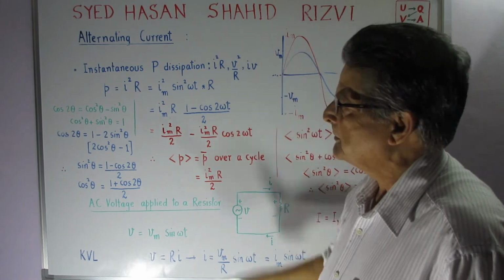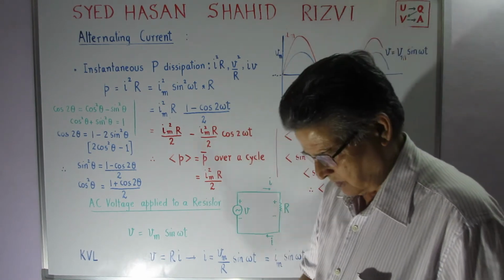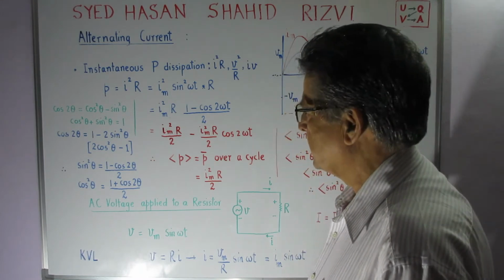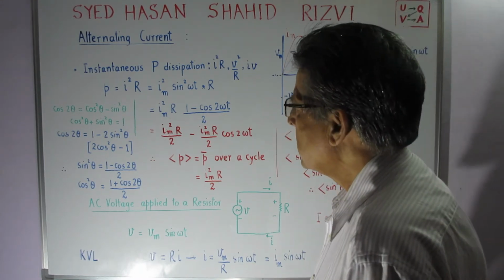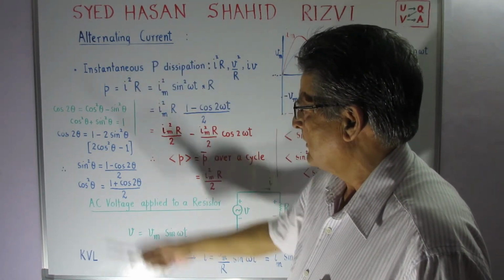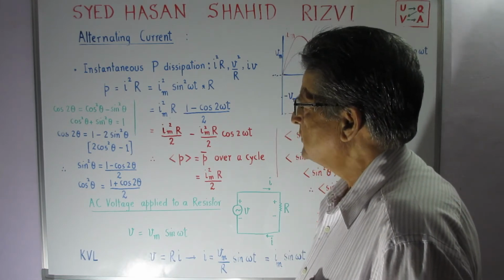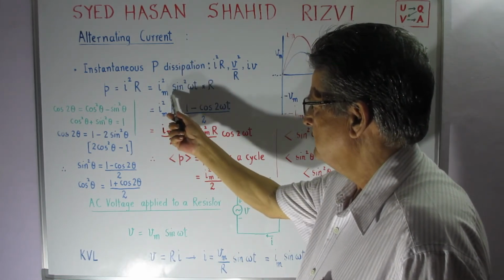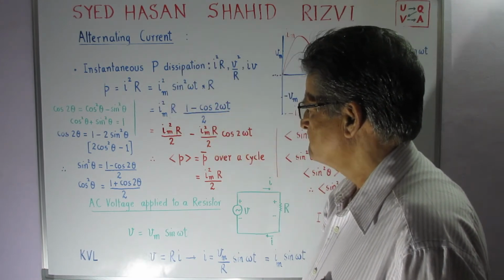Well, these are the formulae for the power dissipation in the resistor. So P is equal to I square R, the instantaneous power dissipation. And since I is equal to Im sin of omega t, I can write it as Im square sin square of omega t into R.